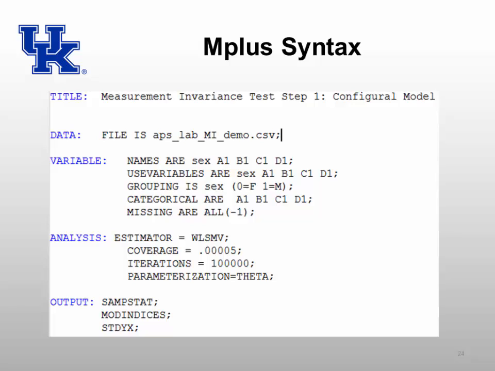And for continuous data, how does this look? What would look different for continuous data? For continuous data, there is no line for categorical, so the categorical line is not there, you don't need to have that. And the estimator could be ML. Yes. And then parameterization, iteration, and coverage lines are the same.